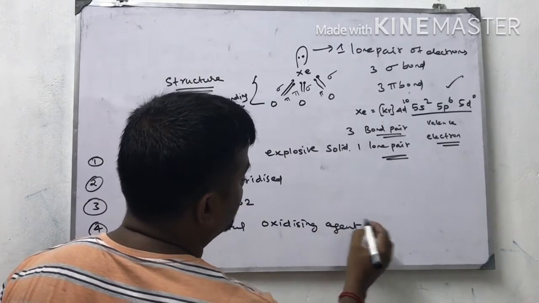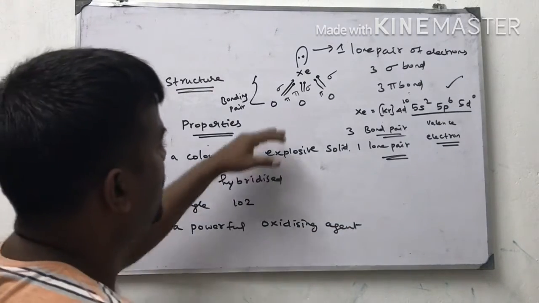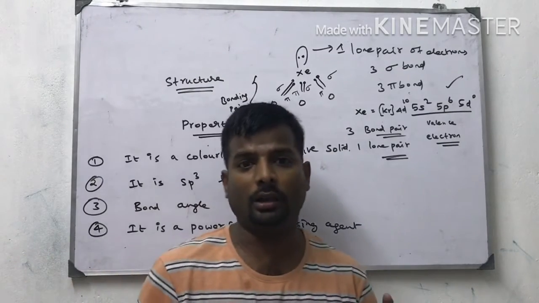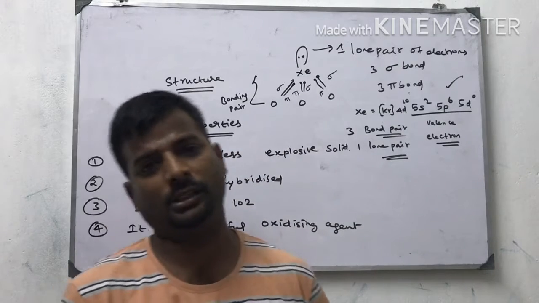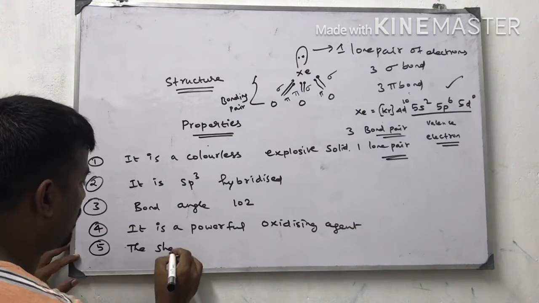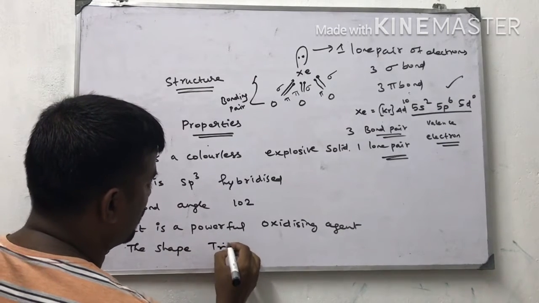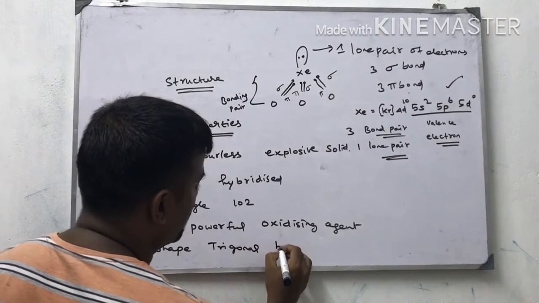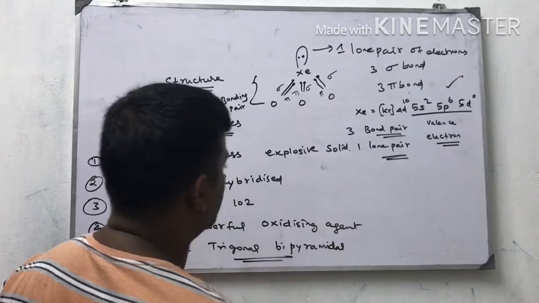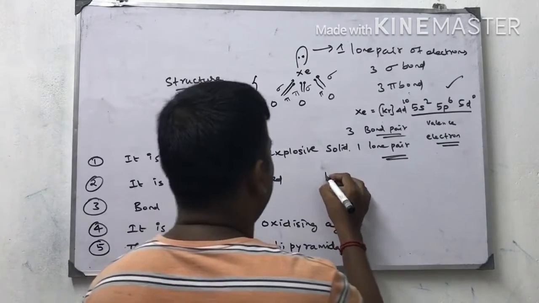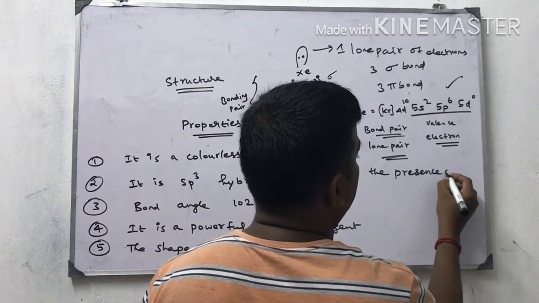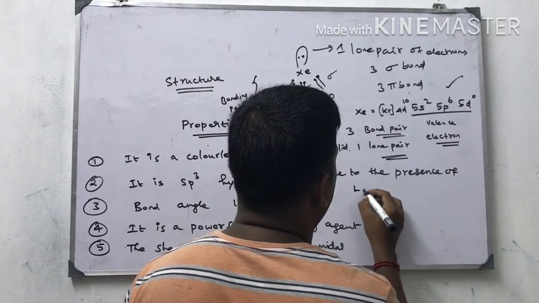Why is it a powerful oxidizing agent? Because it has 3 oxygens, so it donates oxygen. What do we mean by oxidizing agent? An oxidizing agent is one which supplies oxygen. Next, the shape is trigonal bipyramidal. Why does it have a trigonal bipyramidal shape? Because of the presence of the lone pair of electrons.